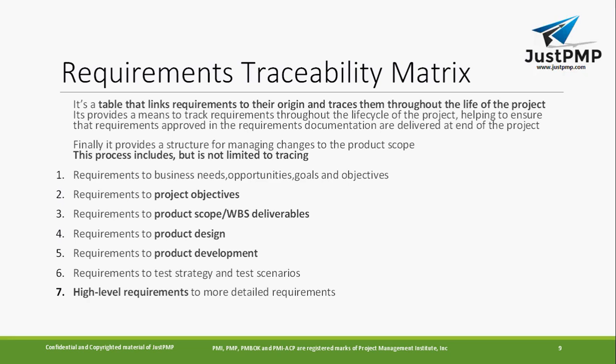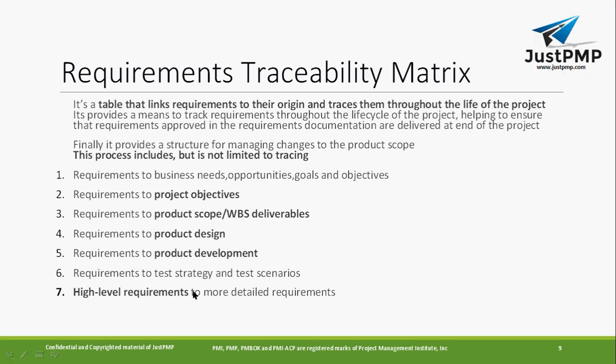If something is happening in the product scope, you can see that previously the requirement was this, and now you wanted to change it. So now you have some structure to capture and manage the changes to the product scope. This process includes, but is not limited to, pricing. So that's one thing. Requirements to the business needs and opportunity goals, and so these are part of the project objective.